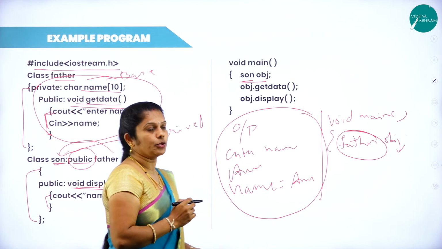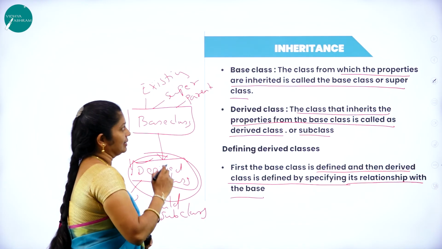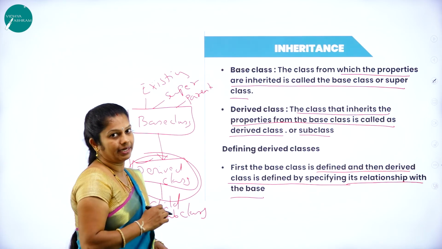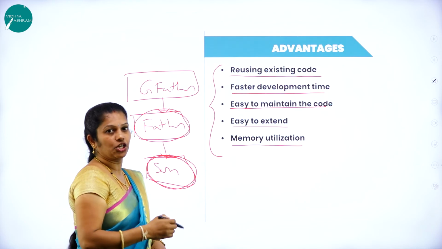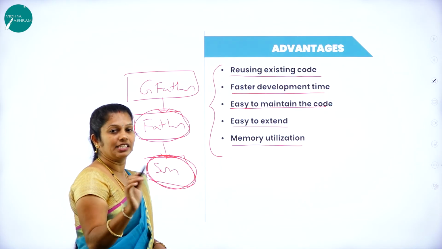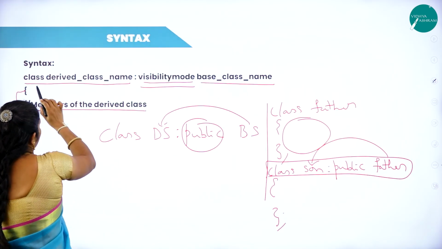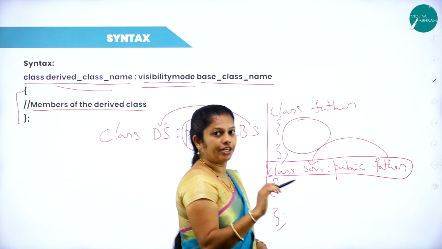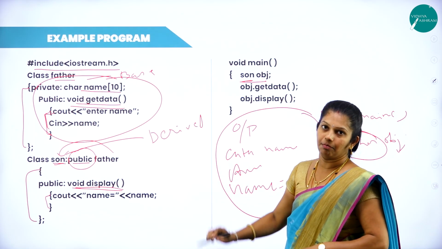In today's class, you came to know what we mean by inheritance. Under that, what we mean by base class and derived class. If I want to create a derived class, first I have to create the base class. Then the advantages: reusing existing code, fast development time, easy to maintain, easy to extend, and memory consumption can be utilized properly. Then on syntax: class, then derived class name, colon, visibility mode, and later the base class you have to mention. With that you came to know one example program.